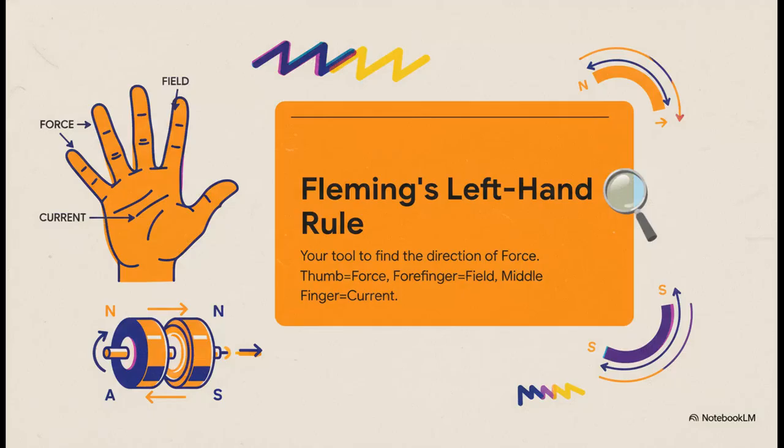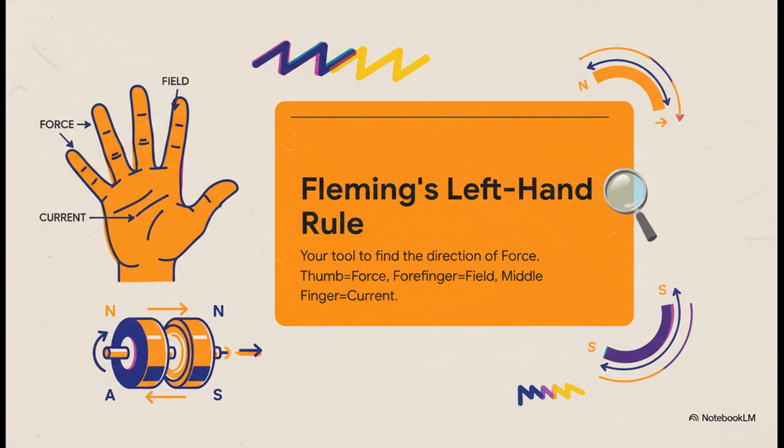But which way is it going to move? For that, we need our second tool, Fleming's left-hand rule. And the way to remember it is simple. Left hand for motors. Come on, hold up your left hand. Stretch out your thumb, your forefinger, and your middle finger so they're all at right angles. Now remember, forefinger points in the direction of the magnetic field. Your middle finger points in the direction of the current.